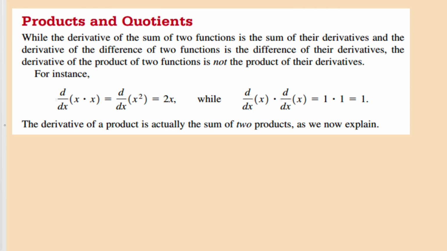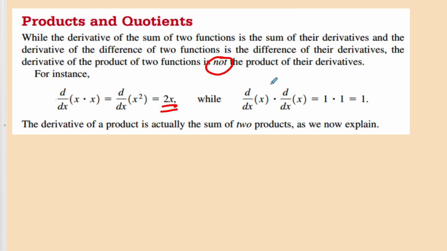While the derivative of the sum of two functions is the sum of their derivatives, and the derivative of the difference of two functions is the difference of the derivatives, the derivative of the product of two functions is not the product of the derivatives. For example, the derivative of x times x is the derivative of x squared, which is 2x. This is the correct answer.